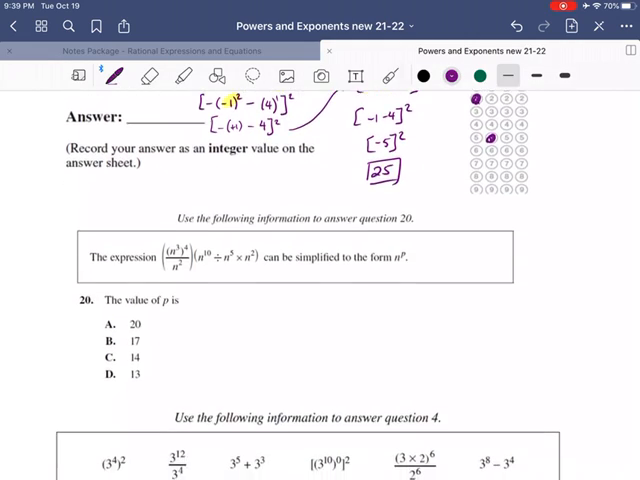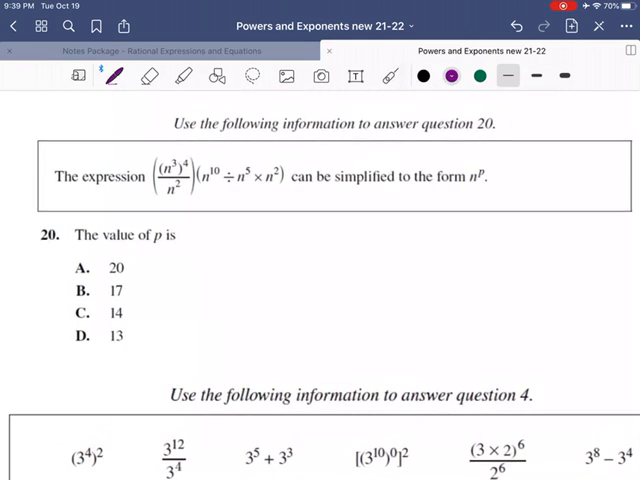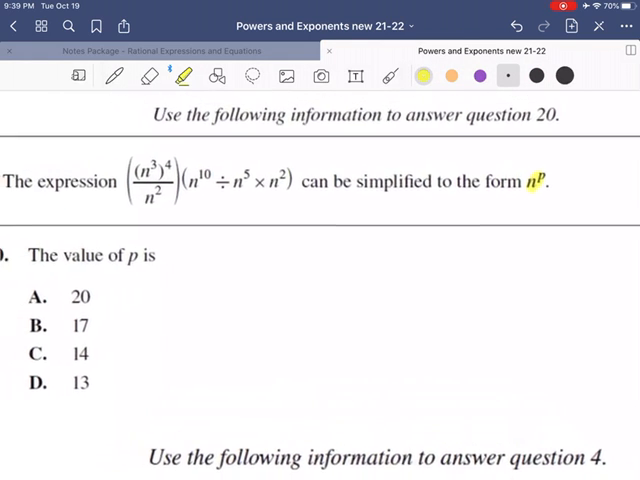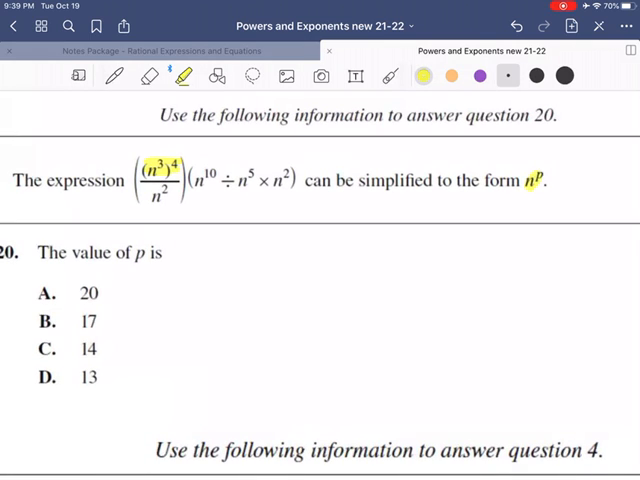All right, another PAT question here. The expression can be simplified to a single power. Okay, so let's do the product law first. So n^3 times n^4 is going to be n^12 over n squared. And then let's look at this bracket here. So really what we have is n^10 divided by n^5 multiplied by n squared.